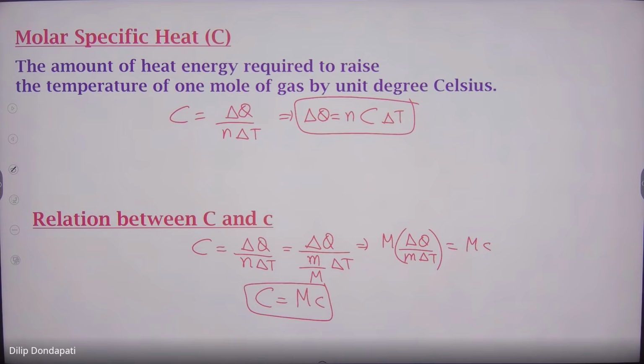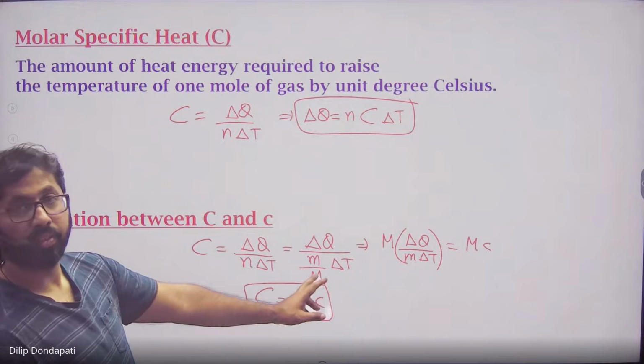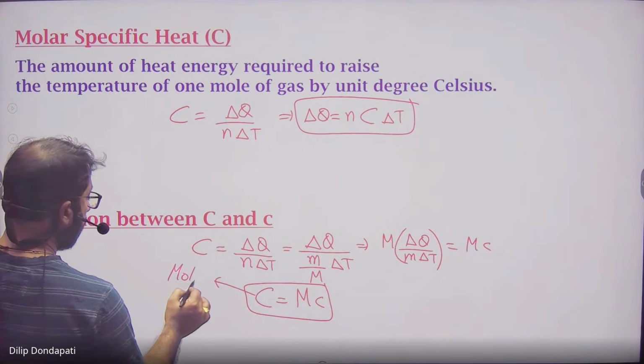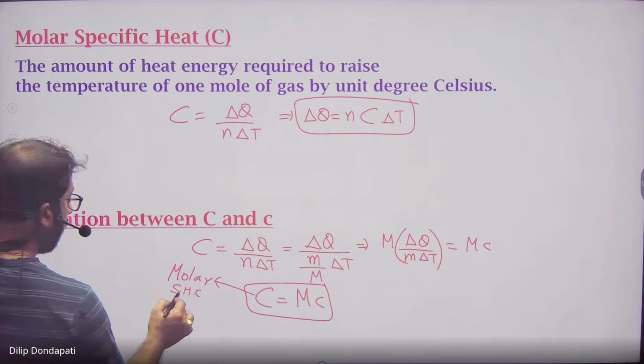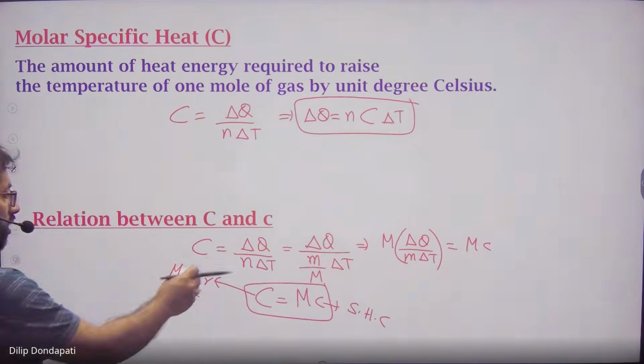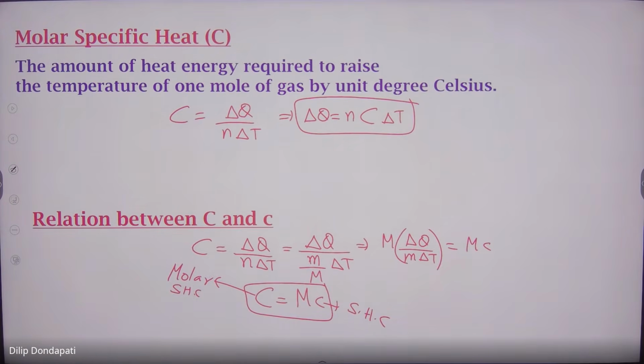So what's the relation between molar and normal heat capacity? Capital C is equal to capital M into small c. Capital M is the molar mass. And this is molar specific heat capacity, and small c is simple specific heat capacity. This is mass-based, this is moles-based. So we studied heat in detail.